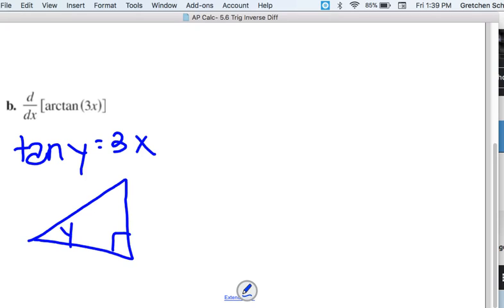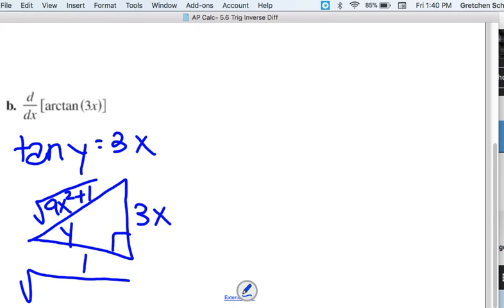The tangent of your angle is 3x. Tangent is opposite over adjacent. Pythagorean theorem will fill it in. So what is your hypotenuse here? Yep. Square root of 9x squared plus 1.